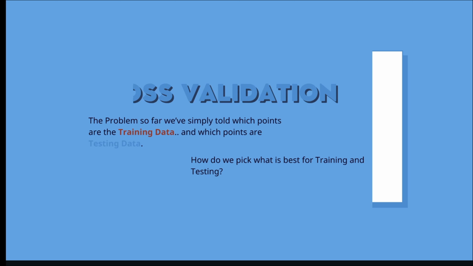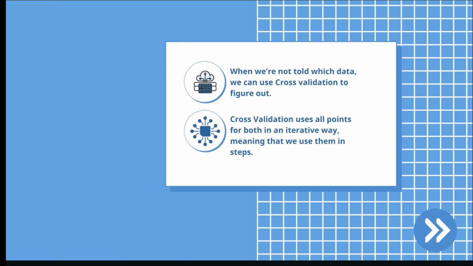So, the solution for this is, when you're not told which data should be used for training and for testing, we can use cross validation to figure out which is which in an unbiased way. Rather than worry too much about the specific points which are best for training and best for testing, cross validation uses all the points for both in an iterative way, meaning that we use them in steps.